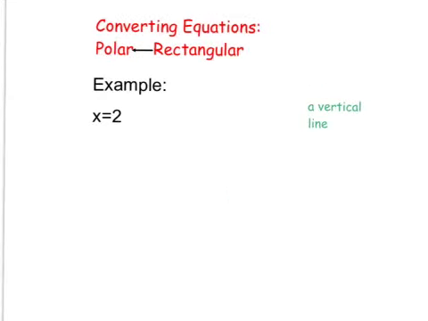Next, we have the equation of a vertical line at x equal 2. All x values are 2, y values are completely unrestricted. Now, knowing I need to get rid of x and replace it with something in terms of r's and thetas, what I'm going to do, knowing my toolbox, is say that x equals r cosine theta. So I can say that r cosine of theta equals 2.